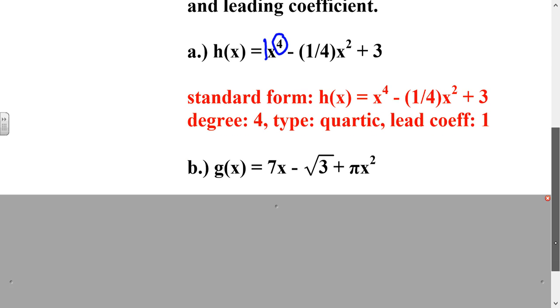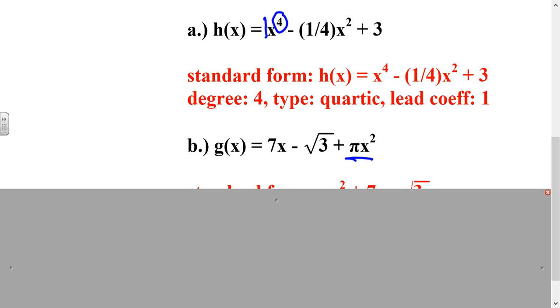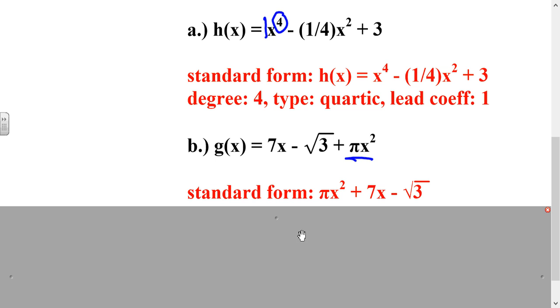So standard form would be from the highest exponent to the lowest. So that would mean that pi x squared would have to come first. And then we would have 7x and then minus the square root of 3. Then we need to state the degree, which in this case would be 2 because that's the highest exponent. So then the type would be quadratic. And the leading coefficient would be the number in the very front, which is pi.